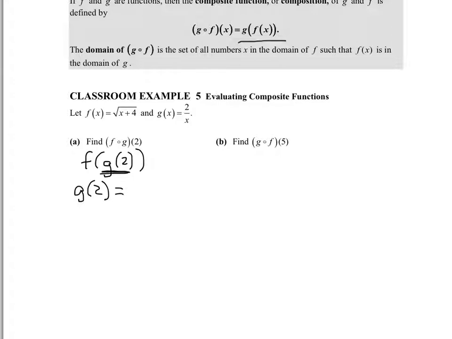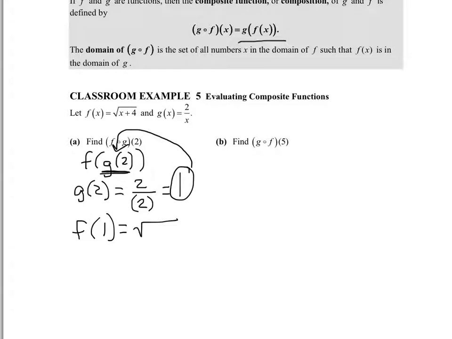So my g function is 2 over x. That means when I plug in 2 for x, I get 2 over 2. And g of 2 has a value of 1. What we will do now is take that, and we've got to plug that in to the f function. So we're actually finding f of 1 now. So you have to do your inner function, and the value you get for it gets plugged into the outer function. So now, if I go to the f function, that's the square root of x plus 4, so I'm going to put 1 in place of x, and that would give me the square root of 5.